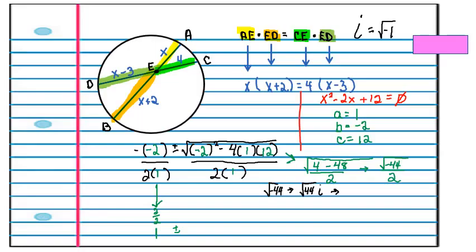And we're going to have to reduce the 44 here, which gives us a 4 and 11, a 2 and a 2. So a 2's coming out. The 11 stays inside. We get the nice little i all over 2. Number to number, the 2's cancel out. So our final answer is 1 plus or minus square root of 11 i, which has to stay that way because it's part real and part imaginary.